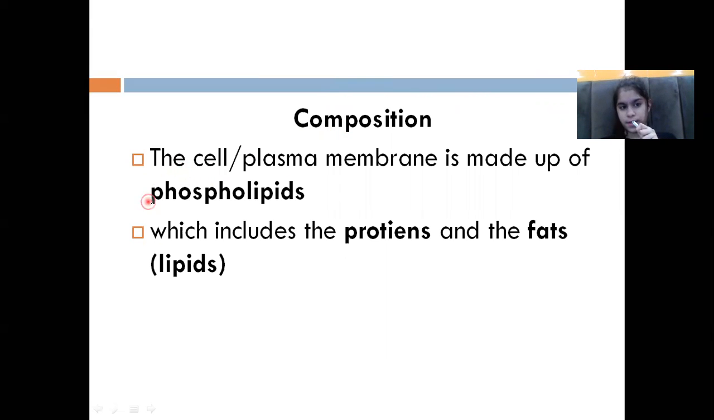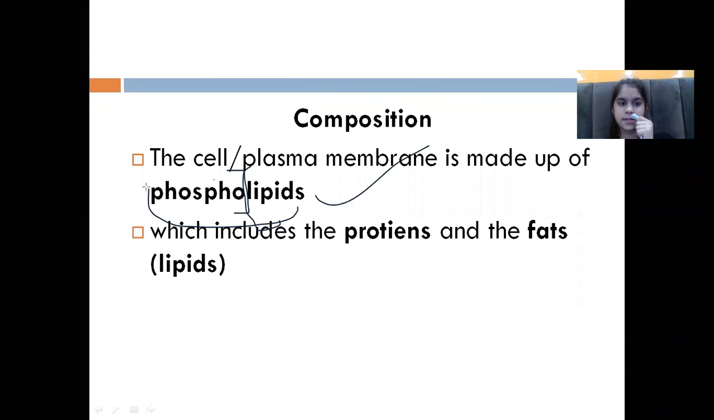Now, what are phospholipids? Listen to me very carefully. What is a phospholipid? This phospholipid is made up of two words: Phospho and lipid. It is made up of two words, phospho and lipids. Able to see? Nice and clear?